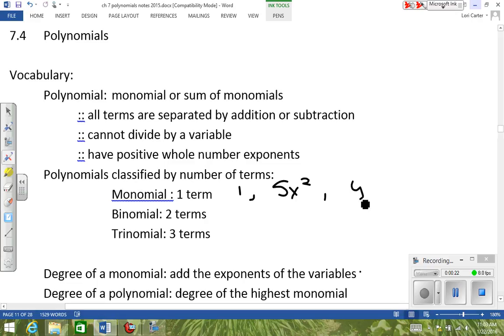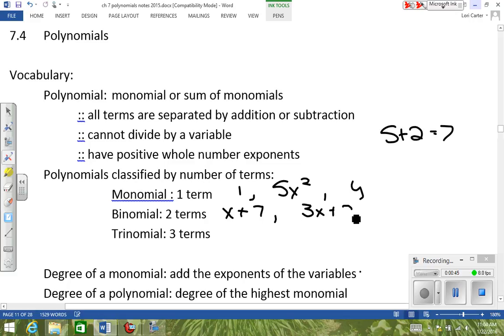Okay. Binomial. 2 terms. Give me an example. 5 plus 2. No. Okay. If I did x over 5 plus 2, what does that equal? 7. That's a monomial. 7 plus x. 7 plus x would work. I'm going to put x plus 7 though, just because it looks better. 3x plus 2. 3x plus 2 would work.